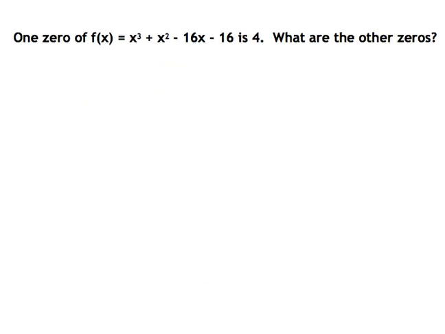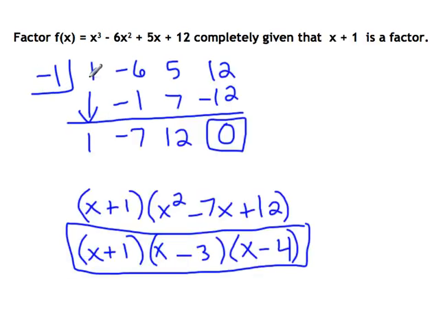Now they're going to ask us a little bit different question. We're still going to follow the same method. Notice this time it says one zero of this polynomial is 4. What are the other zeros? Now they're telling us that this number is the 0. That means that 4 has to go in the box. Notice the difference. In the problem back here, x plus 1 was a factor, so we take the opposite sign, that would be the 0. So that's why we put the opposite in this little box.